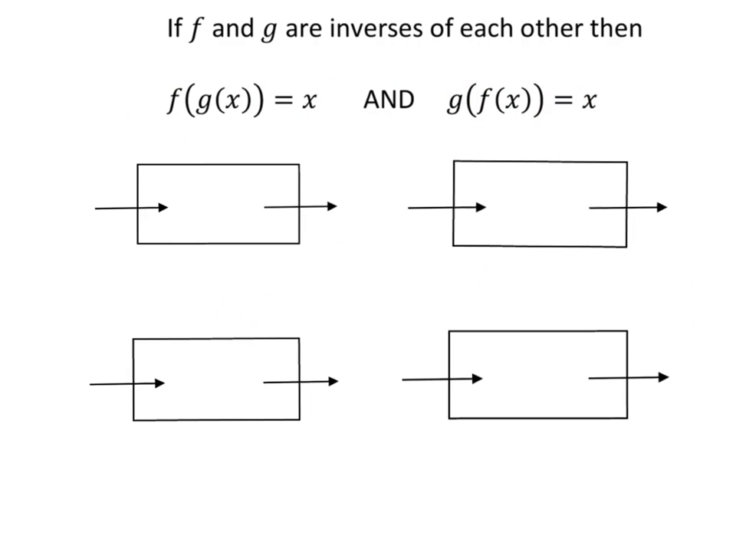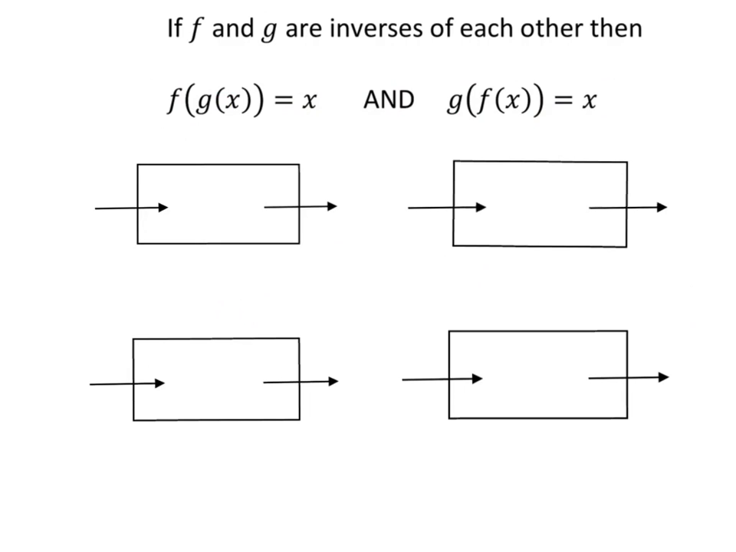What does that mean? What that really means is that this is the mathematical way to show that f and g undo each other. In other words, if you plug something into g, you get that output, and then you plug that into f, then you should get some output, and it's going to be x. It's going to be what you started with if f and g are truly inverses.